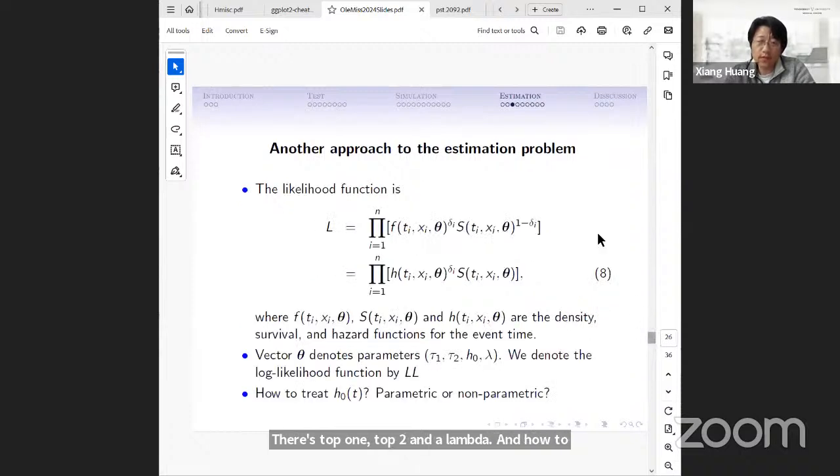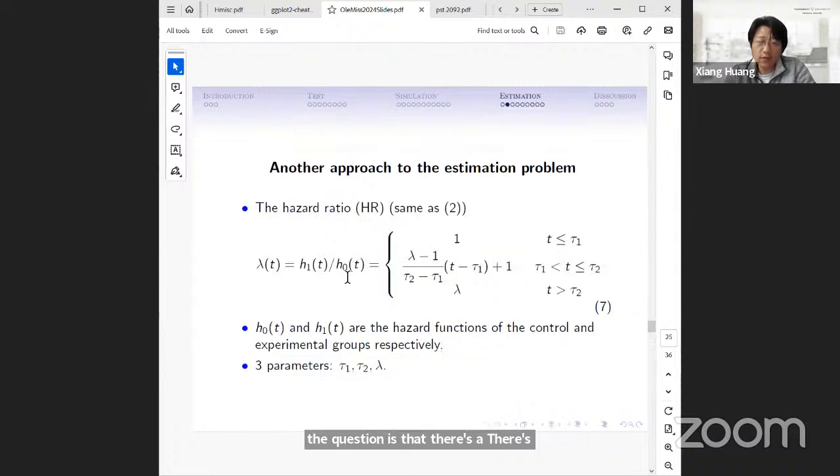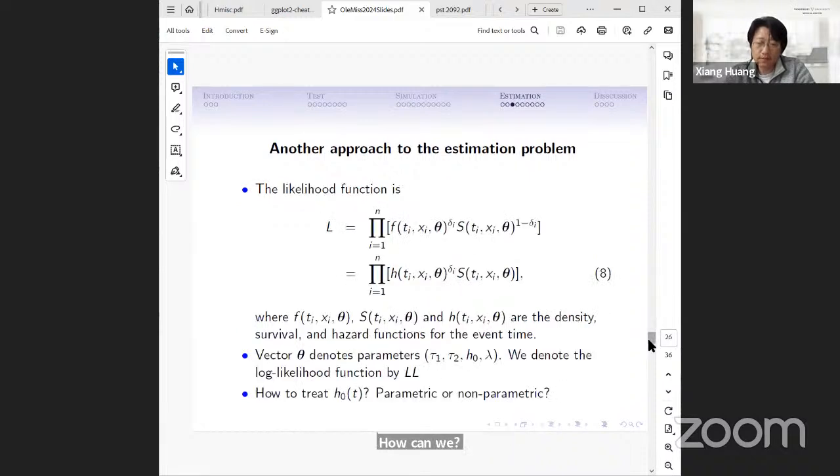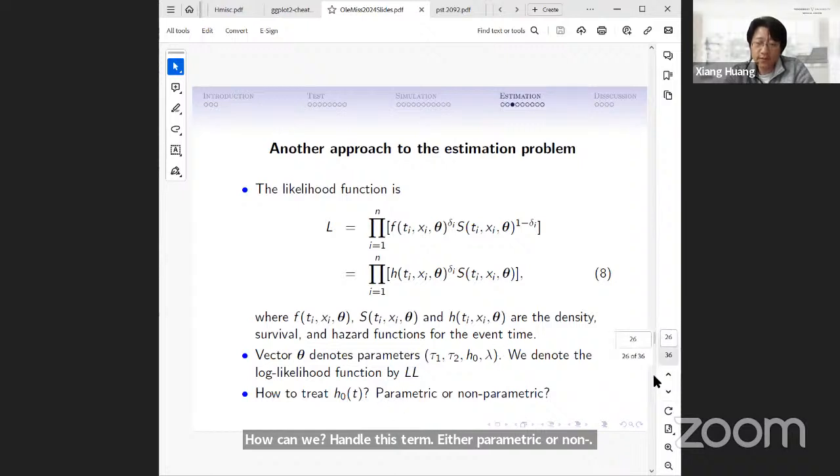The standard way is to write the likelihood function of this model. The question is, H naught of t is the hazard of the control arm. So how can we handle this term, either parametric or non-parametric? It totally depends on how we treat H naught of t.